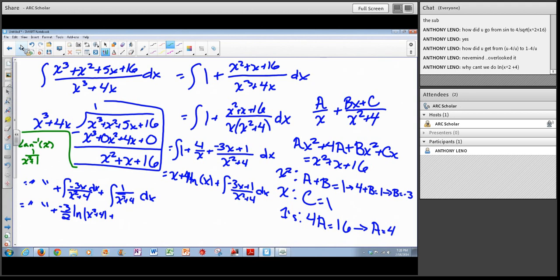I mean, we could do trig sub. It's not going to hurt anything. Would you guys rather do it that way than doing it this way? This is kind of messy. Okay. We'll do a trig sub. That's fine. Okay.